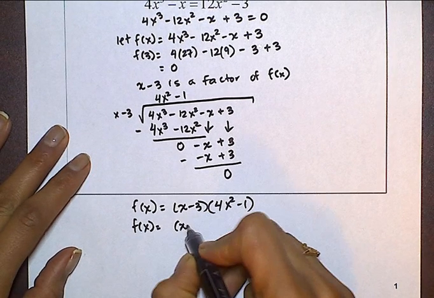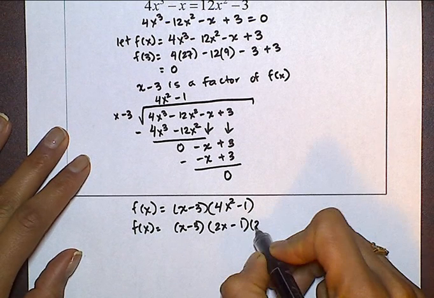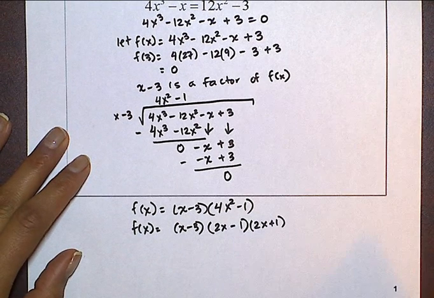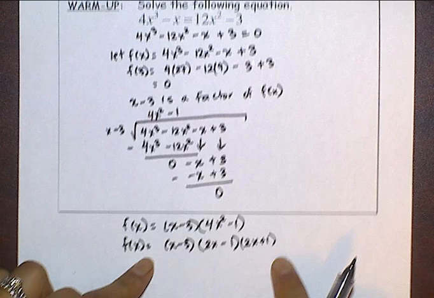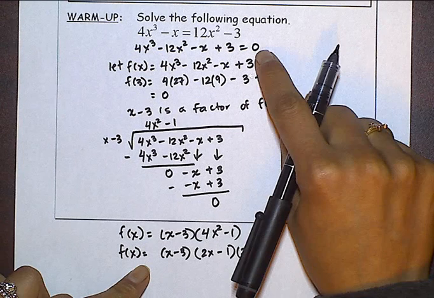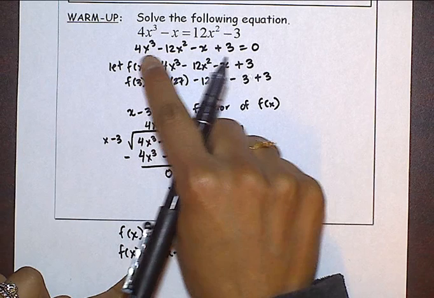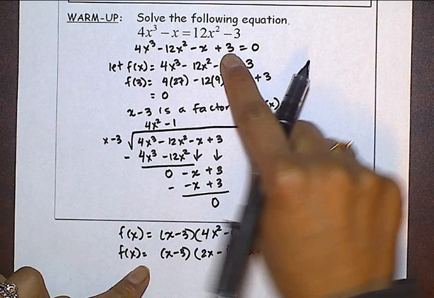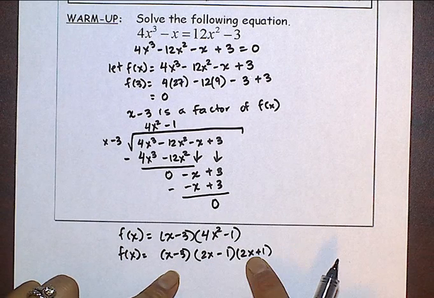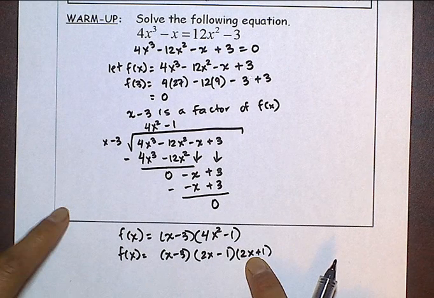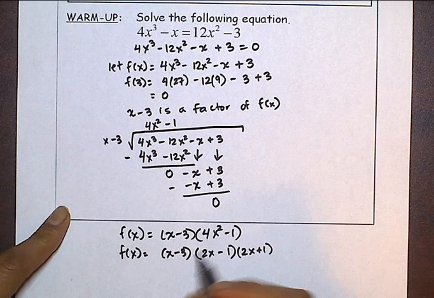Okay, so now since I've factored this, I'm going to come back to where I was about to solve it, where I introduced f of x. I'm going to rewrite 4x cubed minus 12x squared minus x plus 3 in its factored form as x minus 3 times 2x minus 1 times 2x plus 1. And I'm going to equate it to 0 so that I can solve for my zeros. So this is x minus 3 times 2x minus 1 times 2x plus 1 equals 0.